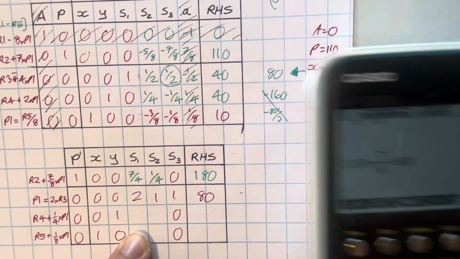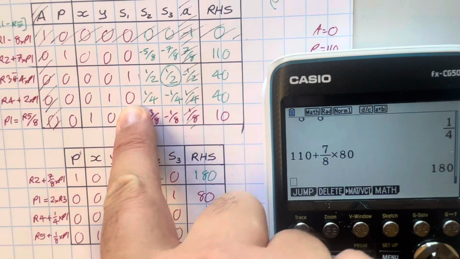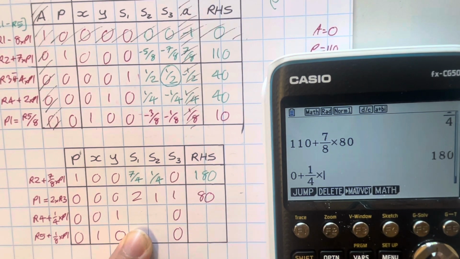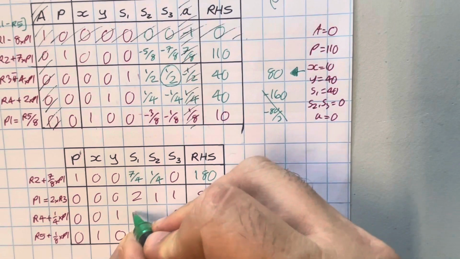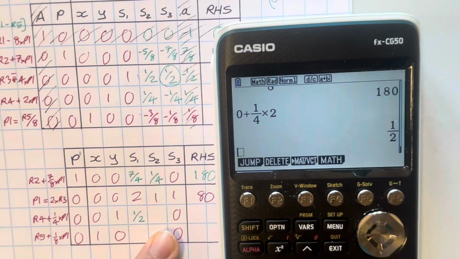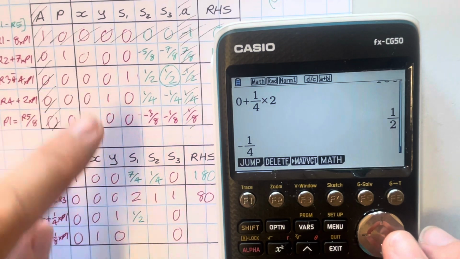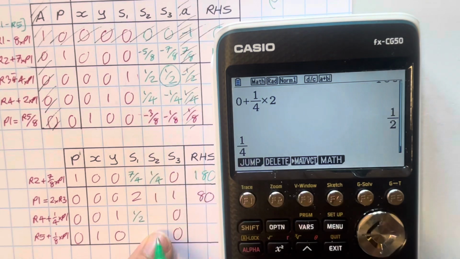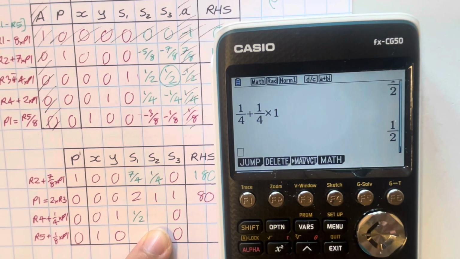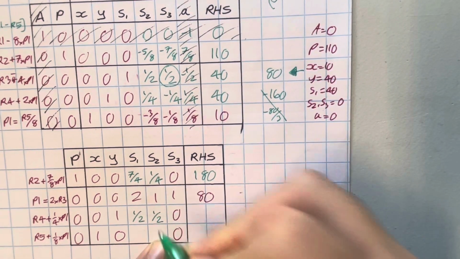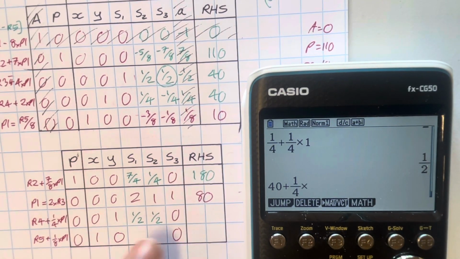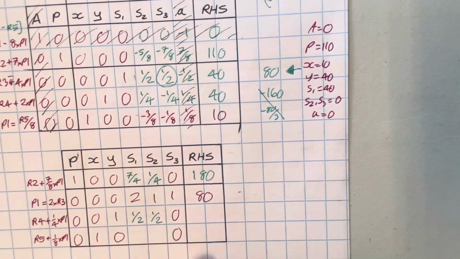Okay, this one here, it was a 0, and we're going to add a quarter times the pivot entry, which is number 2, so that's a half. This one was negative a quarter. Oh, sorry, no, it wasn't. It was a positive a quarter. And we're going to plus a quarter times the pivot entry, which is number 1. So that is also a half. And then we've got 40 plus a quarter multiplied by the pivot entry, which was 80. So that is number 60.